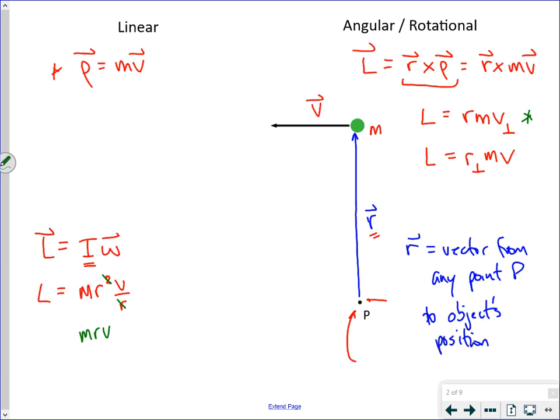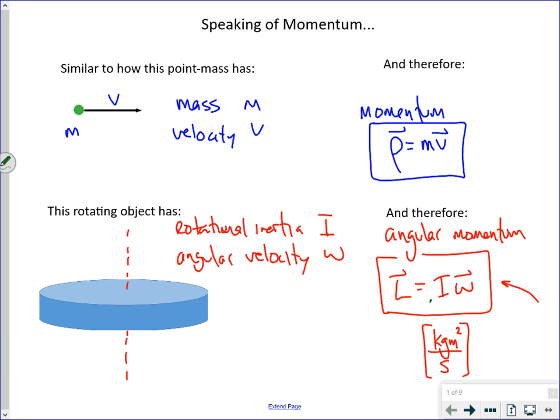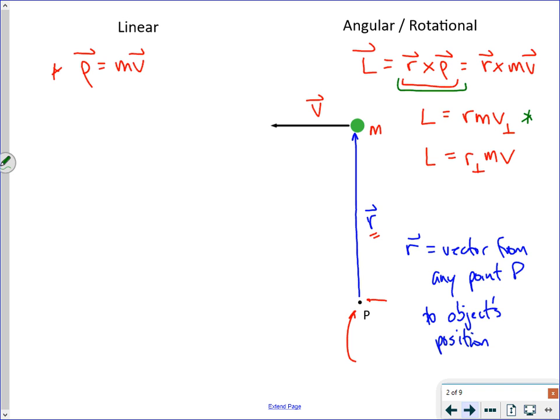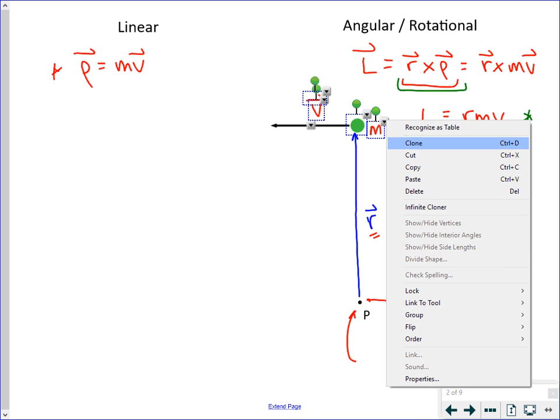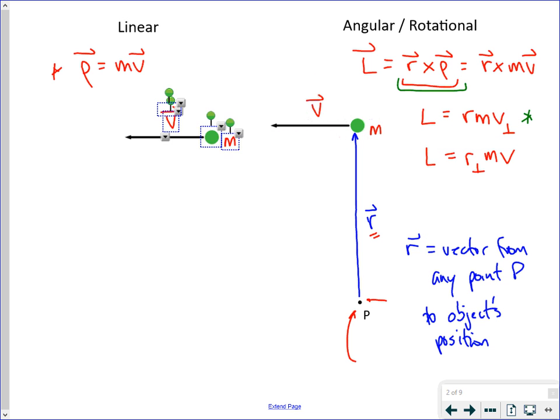Right, so those two expressions are actually equivalent. The two expressions being r cross p and I omega. One other neat thing to look at here is, let's take this object at some later instant. Now it's over here. It's kept moving.